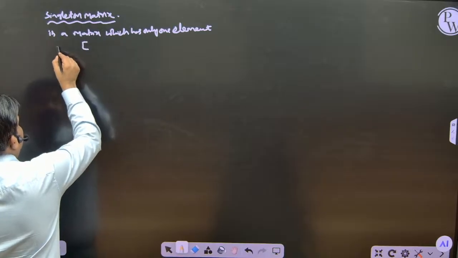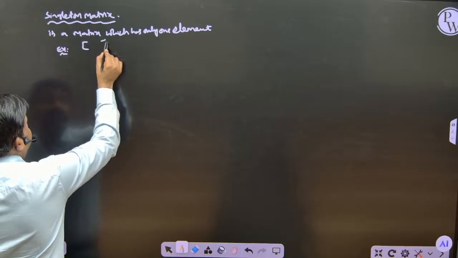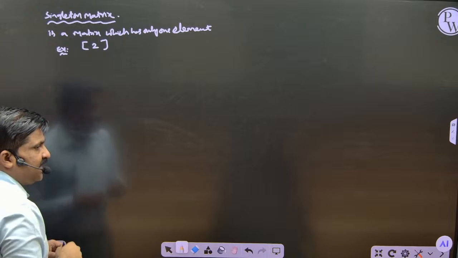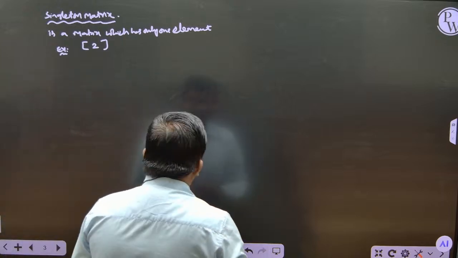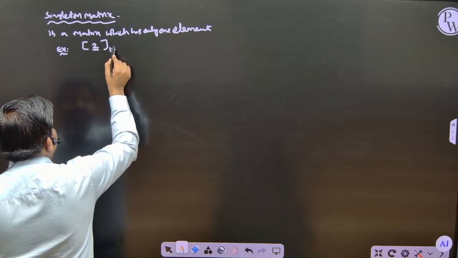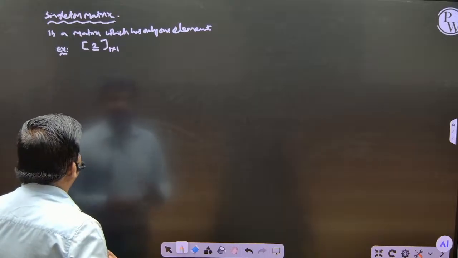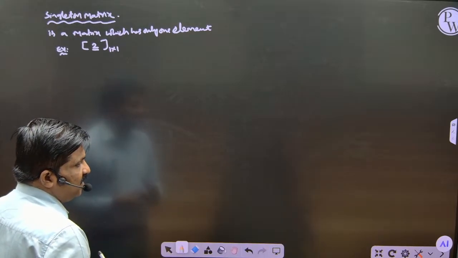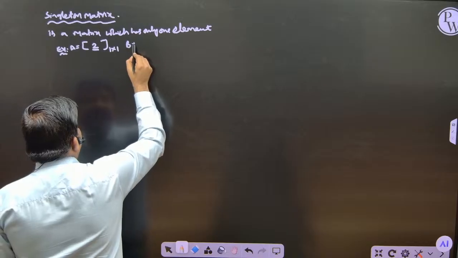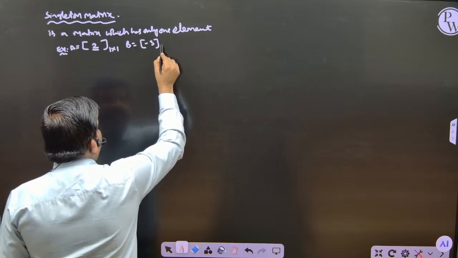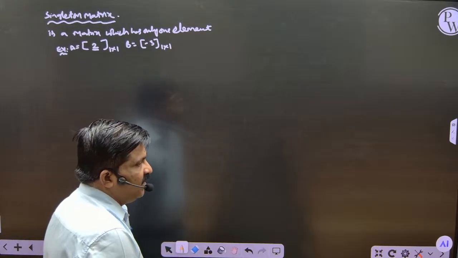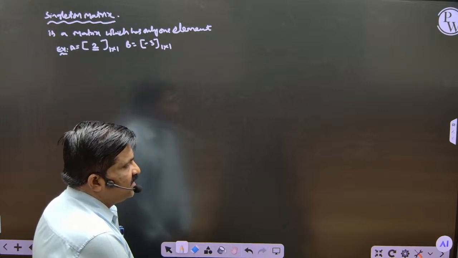See the singleton matrix example here: 2. This is a matrix consisting of only one element. Now, which order matrix is it? It has only one row as well as only one column. That's why a singleton matrix is a first order matrix. Next, B is equal to minus 3. This is also a singleton matrix. The matrix which has only one element is called a singleton matrix.